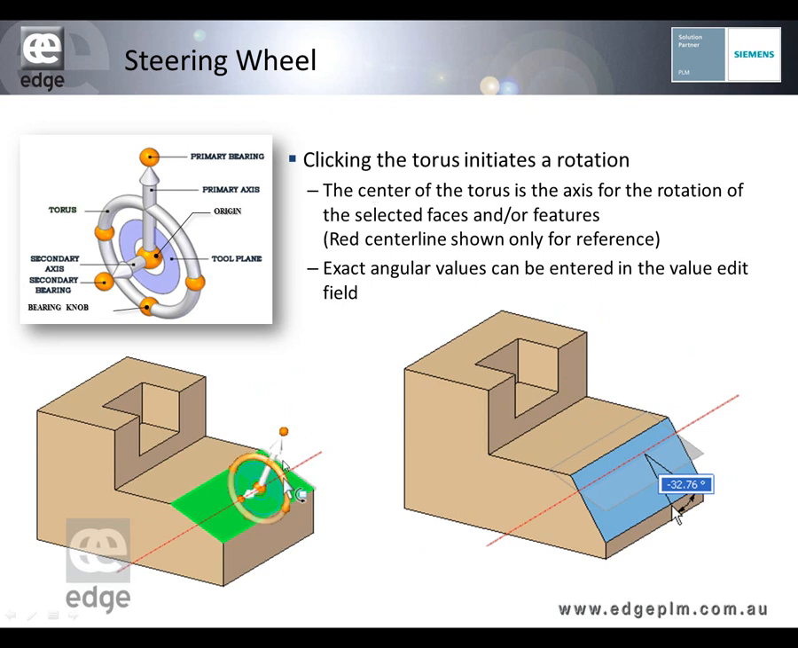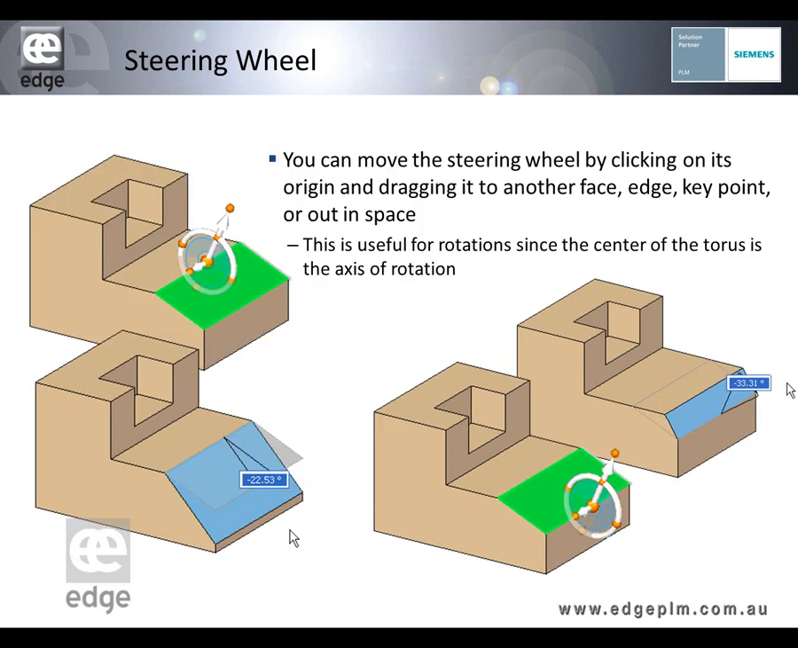If we click the torus after we've selected a face, that will initiate a rotation. So the center of the torus is the center of rotation. We can move where that center is, and we will see that as well. I'll do a demonstration of all of this as we go along, as we get to the end.